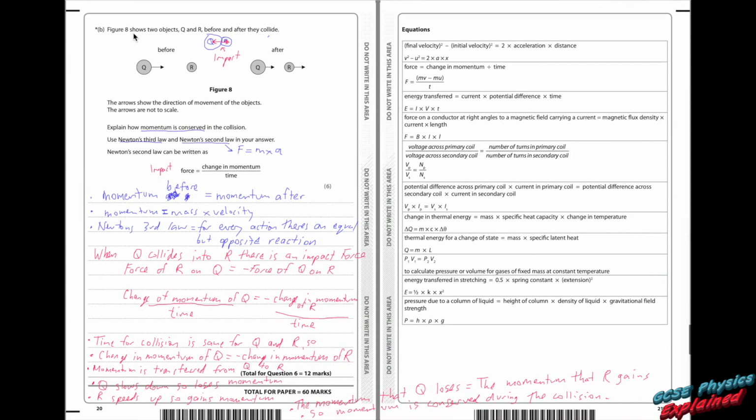Part B. Figure 8 shows two objects, Q and R, before and after they collide. Okay, so before, Q is moving, R is not. After the impact, Q is moving and R is also moving. The arrows show the direction of movement of the objects. The arrows are not to scale. Explain how momentum is conserved in the collision.